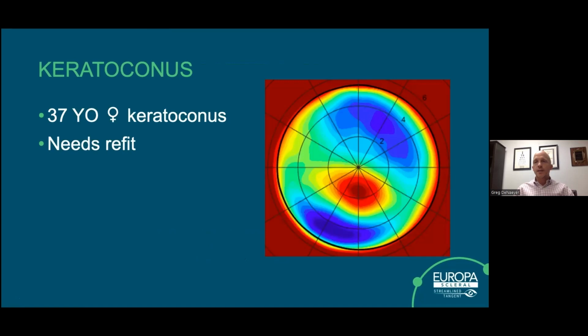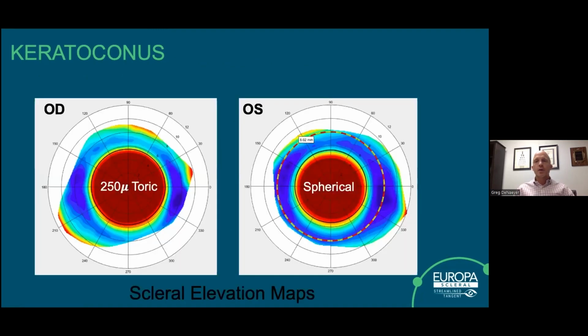This is a case of a keratoconus patient, a 37-year-old female, who was currently wearing scleral contact lenses but needs to be refit. She needs new lenses, and so we were going to refit both of her eyes. These are her scleral elevation maps of both the right and left eyes.